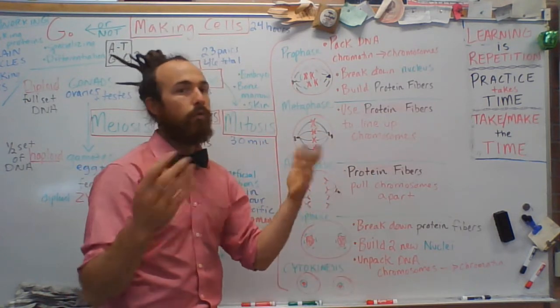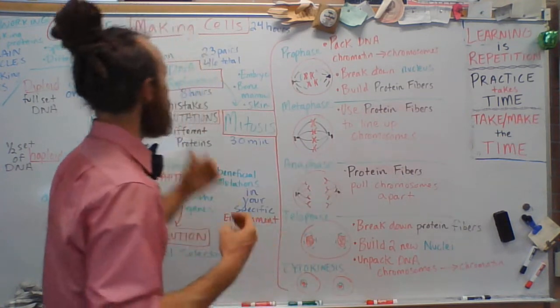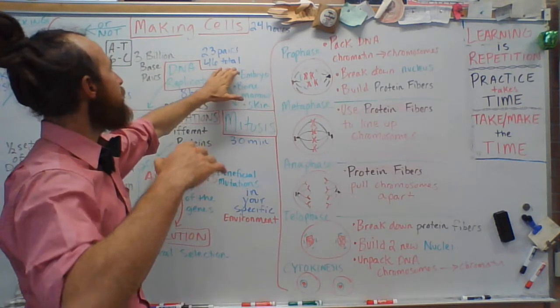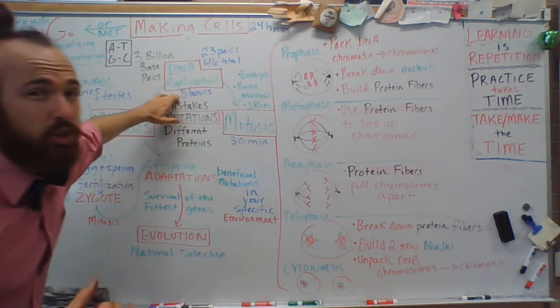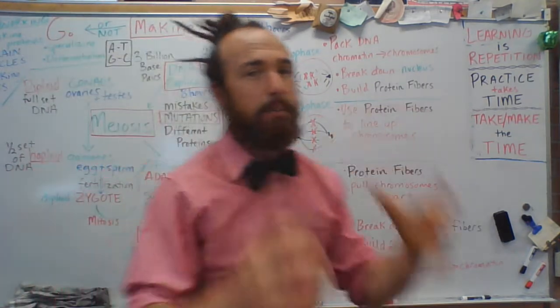And you can do that over and over and over, and each cell is going to have a full set of DNA. Now, the full set of DNA for humans is 23 pairs of chromosomes, 46 total, okay? Now, the reason that DNA replication takes so long, 8 hours, is because there are 3 billion base pairs.